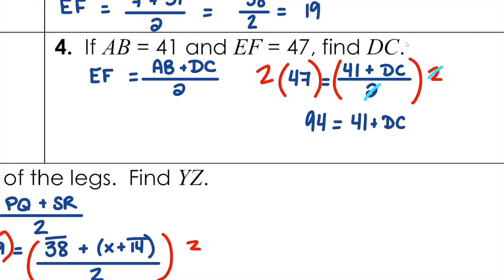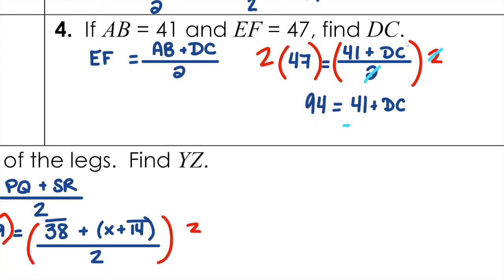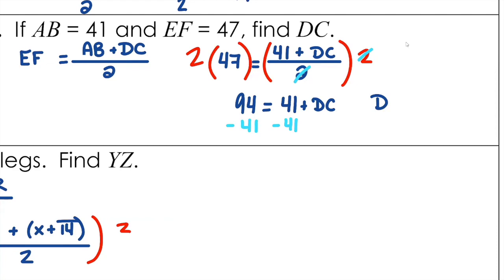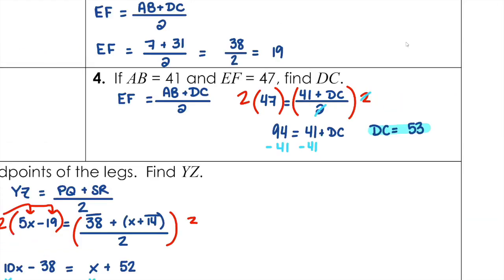DC. Subtract both sides by 41. So DC equals 53. Do you have to write out the formula every time? You don't have to. It's just a helpful way to help us stay organized.